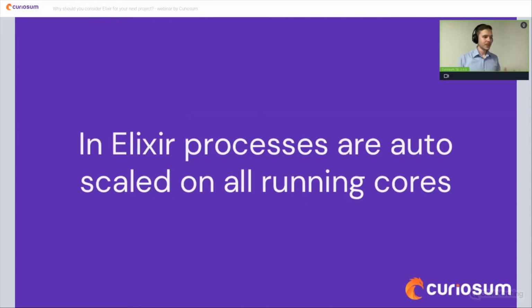And in Elixir, processes are auto-scaled on all running cores. So if you run the Erlang virtual machine and interpret the bin file that is created, it will actually use all of the cores that the processor has to create more processes, which means that Elixir uses the machine in the best possible way to process something. So I would say that would be the solution here to the problem we have with Moore's law.